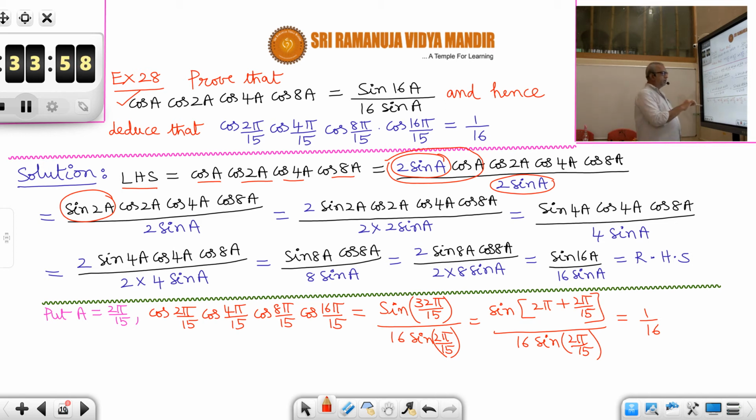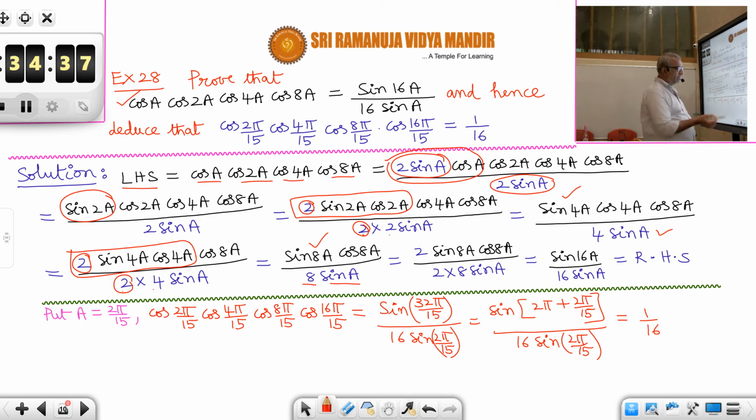Now I will supply another 2. Multiply and divide by another 2. This 2 is extra now. Then 2 sin 2A cos 2A combine and become sin 4A in the next step. The remaining factors are as they are. Denominator 2 into 2, 4 sin A. Now I will supply another 2 to the numerator and denominator. So this 2 is extra now. Now 2 sin 4A cos 4A become sin 8A in the next step. Cos 8A is already there. Denominator 2 into 4, 8 sin A.